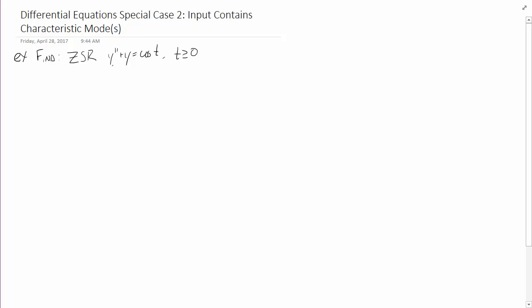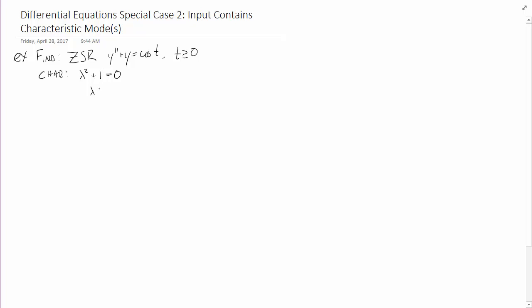Okay. So if you were to try to solve this the naive way, you would say, okay, zero state response. That means assume zero initial conditions and just solve for the function y that obeys this inhomogeneous diffEQ and has zero initial conditions. So the first step in that would be to find the characteristic polynomial. So we've got one double derivative and one zero derivative, and we're going to set that equal to 0.